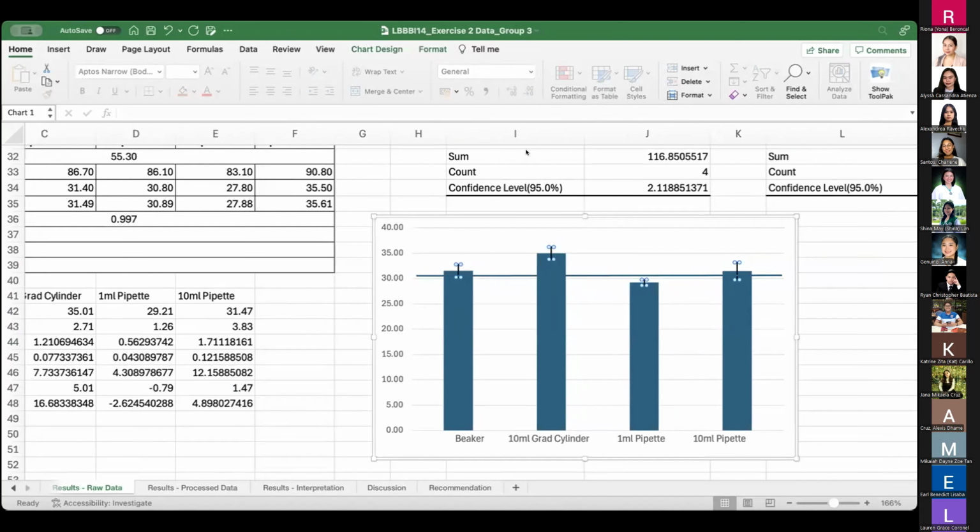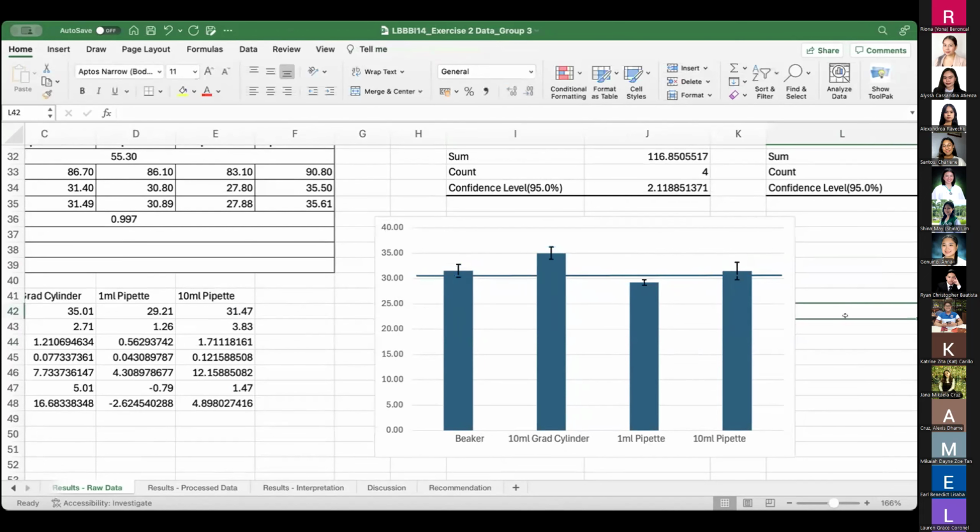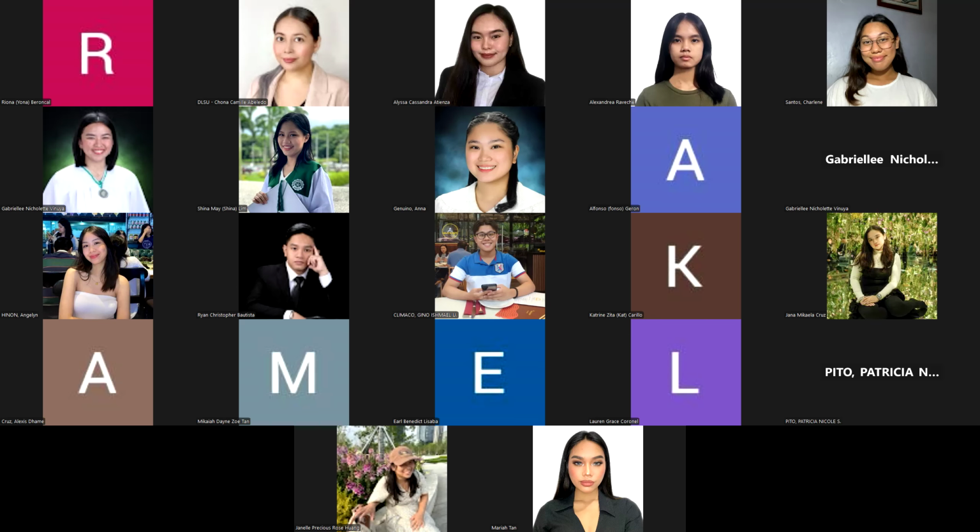And ano yung horizontal line na yan na just above 30? Ay, miss, dapat 30 po yan. Yan po yung true value po. Okay, it's the true value line. Okay, sige. Thank you for that, group 3. Okay, next, let's hear from group 4.